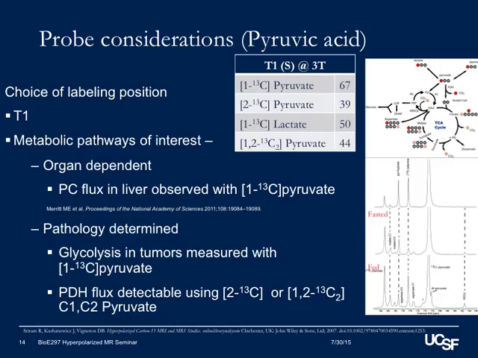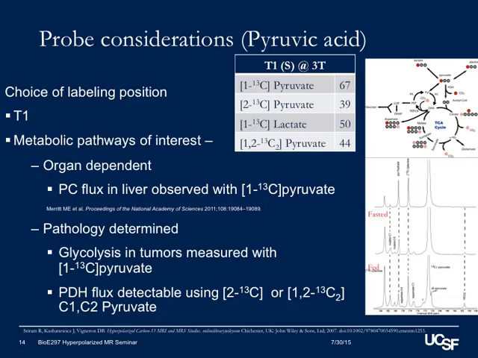But then different organs have different metabolic pathways upregulated. The pyruvate carboxylase flux is actually very, very low in most cancer cells. However, it's extremely high in the liver and in the fed or postprandial state. It's a very clear indicator of the upregulation of pyruvate carboxylase function, as is shown in this work here by Merritt et al. With just using the C1 pyruvate, you can observe the PC flux going to both the malate and the aspartate.